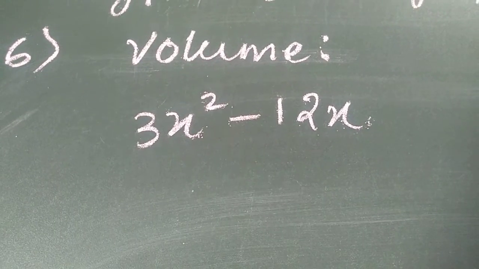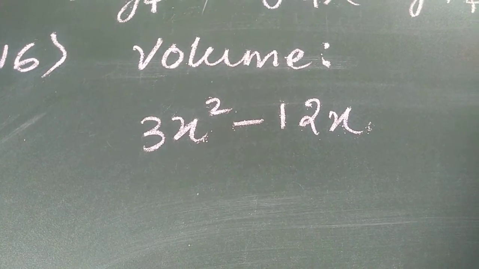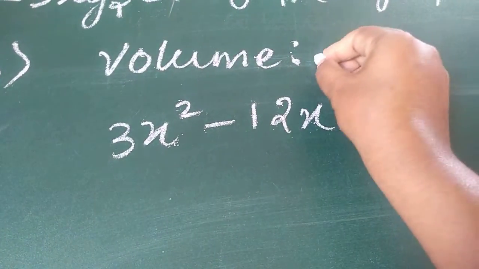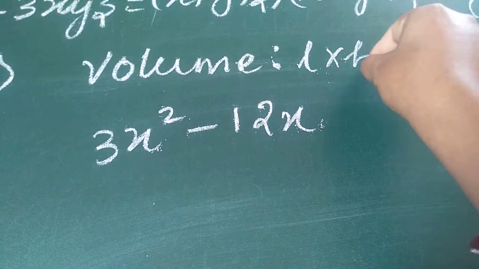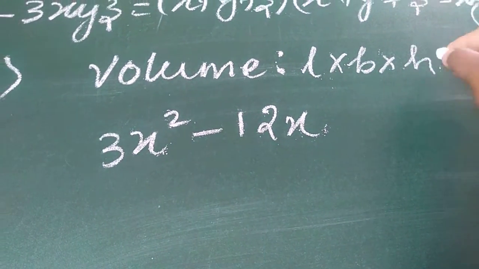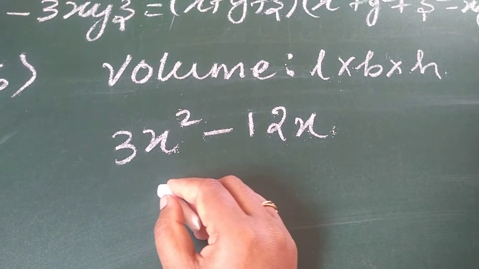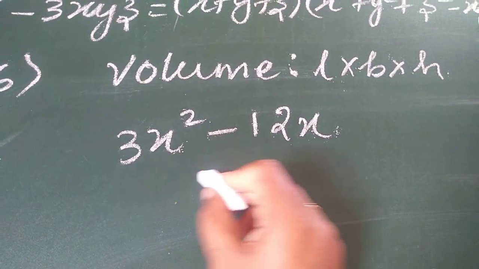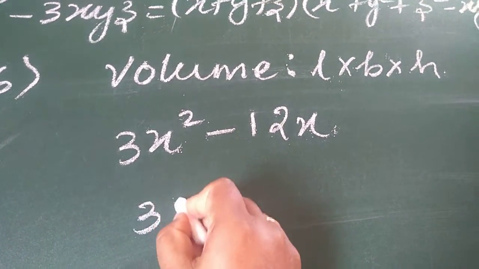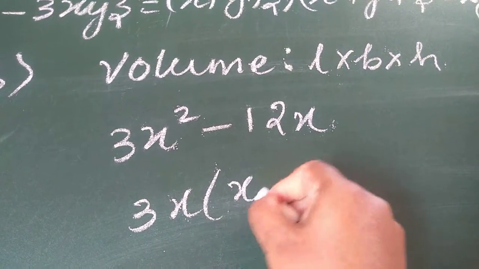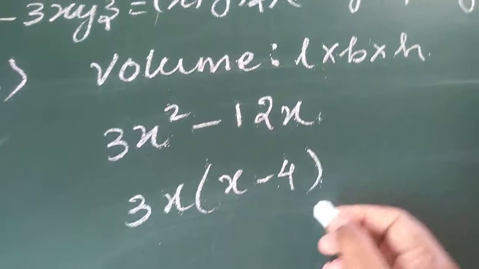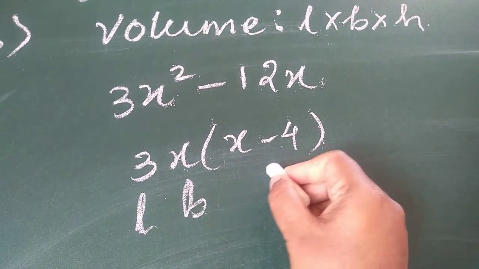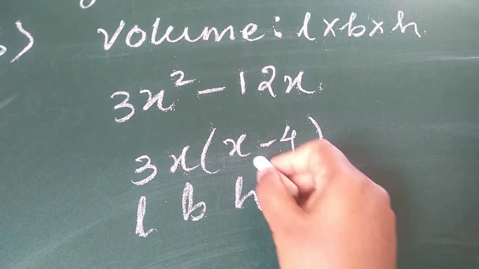So here has been given the volume of a cuboid, children. We know that volume of a cuboid is length into breadth into height. Okay, now here I should get one length, breadth and height. So from here I can take common 3x. So x minus 4 remains in the bracket. If I take length as 3, breadth as x, height will be x minus 4.